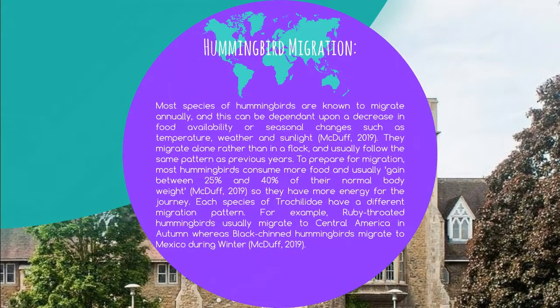Hummingbird migration. Most species of hummingbird are known to migrate annually, and this can be dependent upon a decrease in food availability or seasonal changes, such as temperature, weather, and sunlight. They migrate alone rather than in a flock and usually follow the same pattern as previous years. To prepare for migration, most hummingbirds consume more food and usually gain between 25% and 40% of their normal body weight, so that they have more energy for the journey. Each species of Trochilidae have a different migration pattern. For example, ruby-throated hummingbirds usually migrate to Central America in autumn, whereas black-chinned hummingbirds migrate to Mexico during winter.